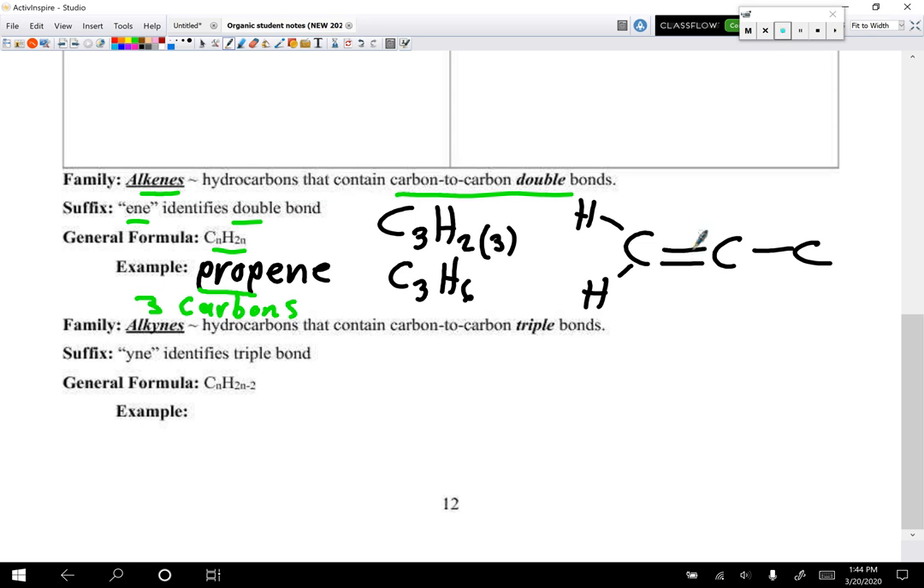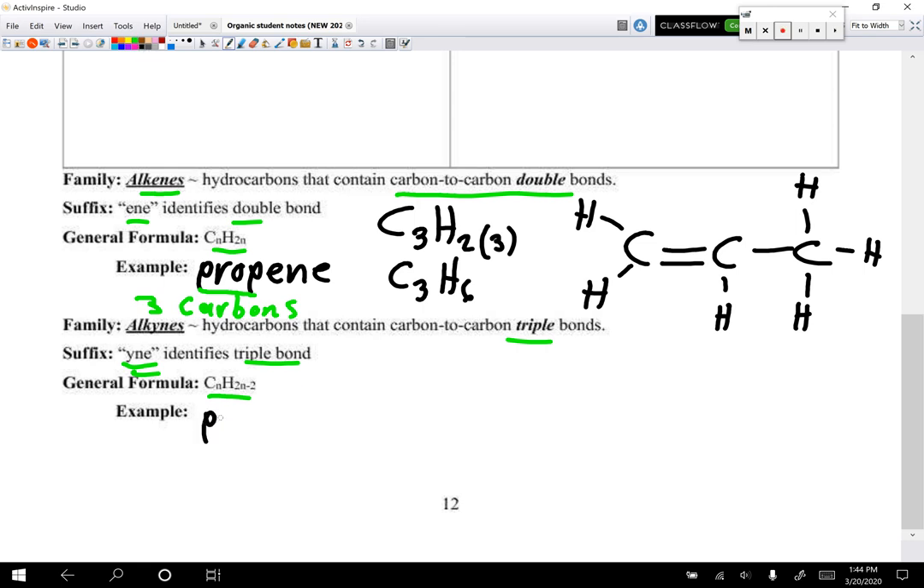The one here in the middle, we can see has 1, 2, 3 bonds, so it can only take 1 hydrogen to complete 4. And the end carbon here needs 3 hydrogens to max out its bonding capacity. Now for our alkynes, we're going to see a triple bond. So yne signifies a triple bond, and the general formula is CnH2n minus 2.